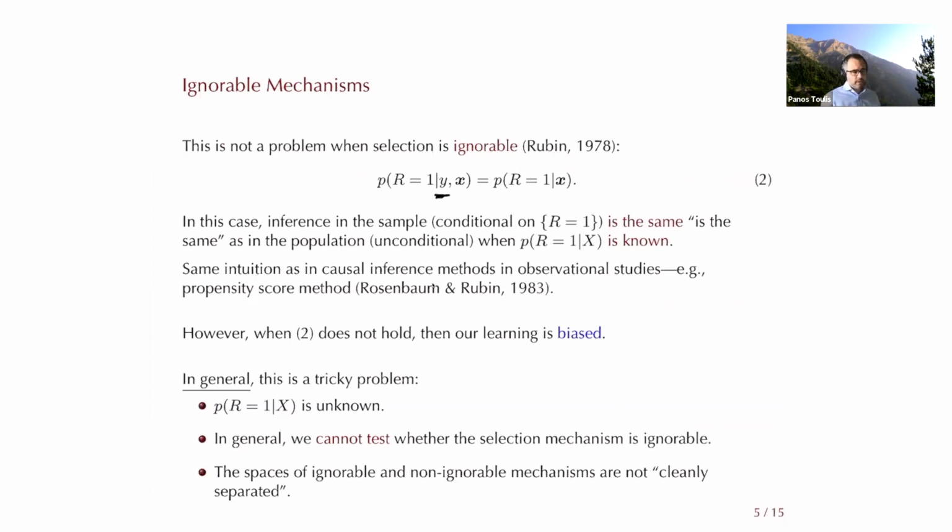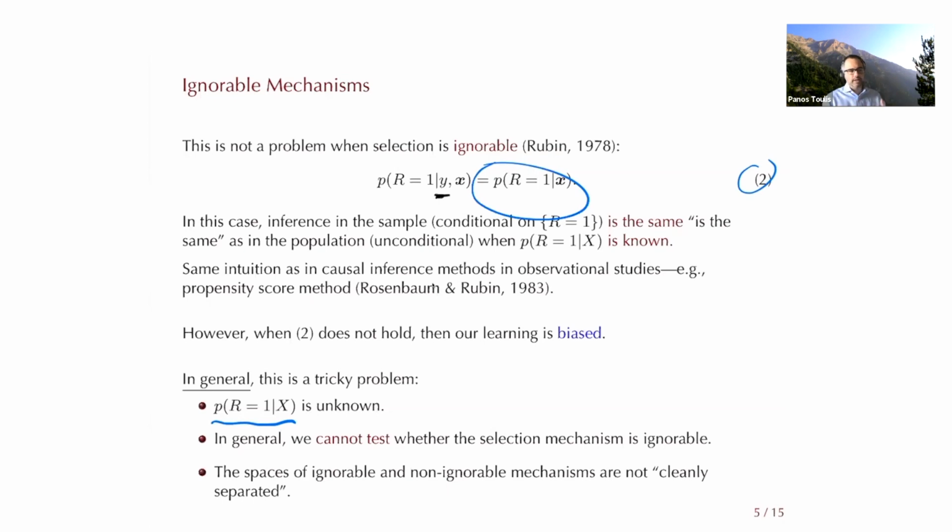And why is this good? It's good because if you happen to know this quantity here, that probability of selection given the observables, then whatever inference you do conditional on selection, it's fine unconditionally, and that's basically the same intuition in causal inference when you do propensity scores and so on and so forth. Again, it's not something really groundbreaking. However, the problem is that this almost never works, right? We never know it. We also don't know this probability of selection given the observables in general, even though in causal inference, we can learn it, right?